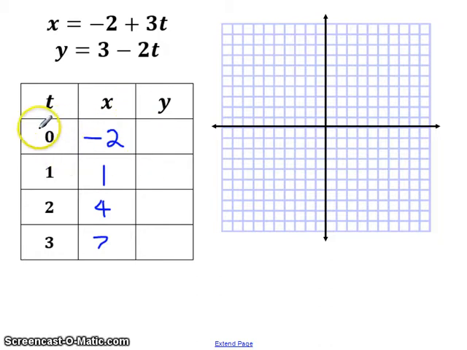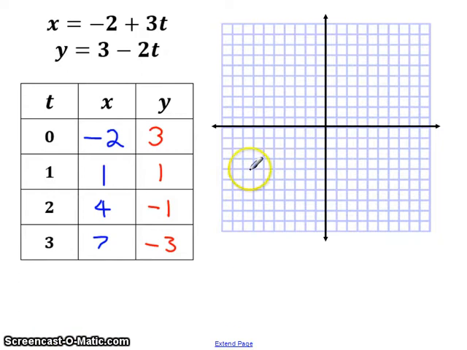Okay, let's go back now and we'll look at our values of t. And this time we're going to plug them into the y equation. So again, we'll start with 0. 3 minus 2 times 0 is going to give us y equals 3. 3 minus 2 times 1. 3 minus 2 is 1 for y. 3 minus 2 times 2 is 3 minus 4, negative 1. And finally, 3 minus 2 times 3, 3 minus 6 is negative 3.